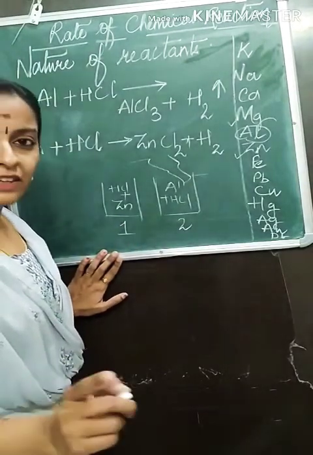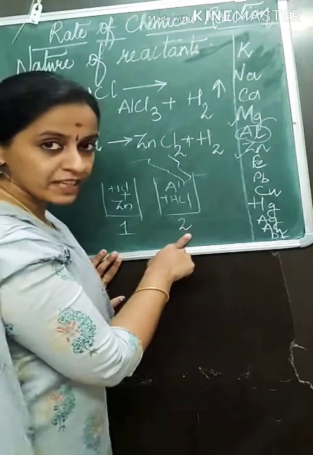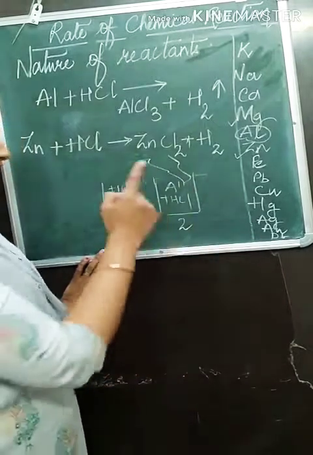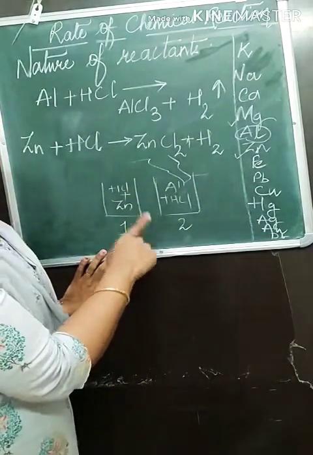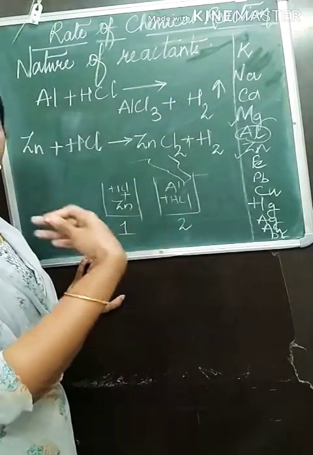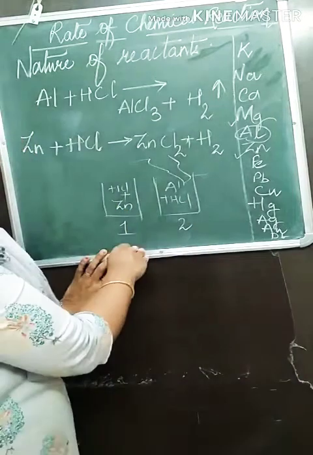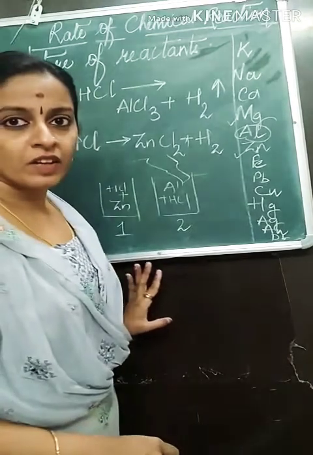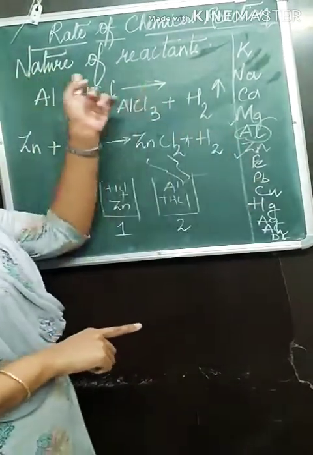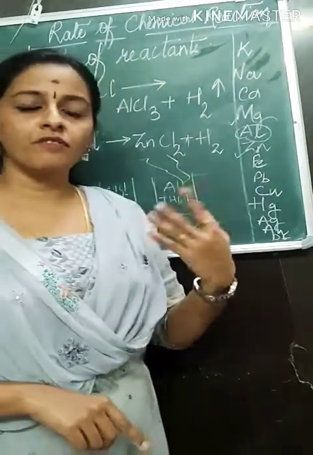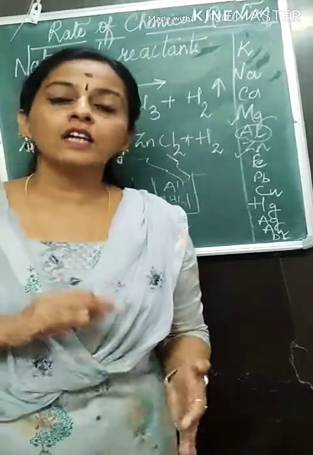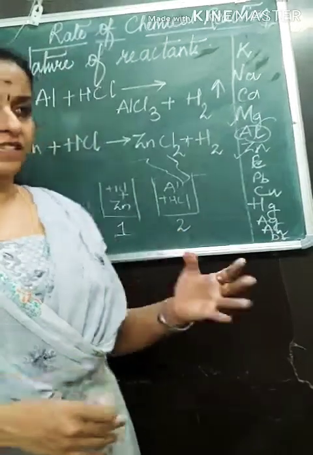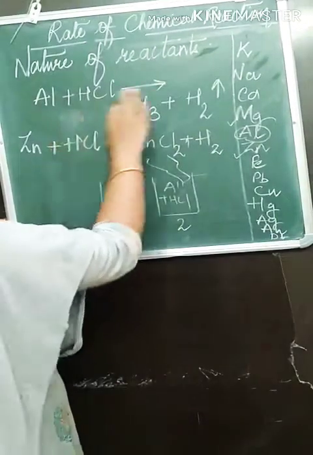So why did hydrogen gas evolve first from the second test tube? Because aluminium is more reactive than zinc. So hydrogen gas was evolved at a faster rate than in the reaction which happened when zinc reacted with HCl. So did you understand? The rate of reaction depends upon the nature of reactants. Some metals are more reactive, so the reaction also happens at a faster rate. Hope you are clear with the equation.